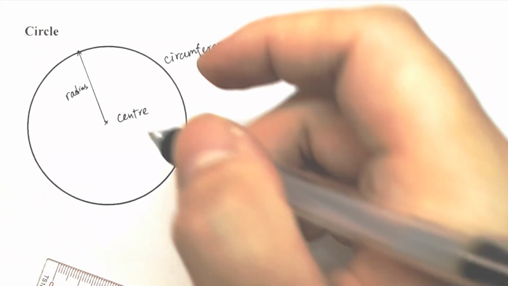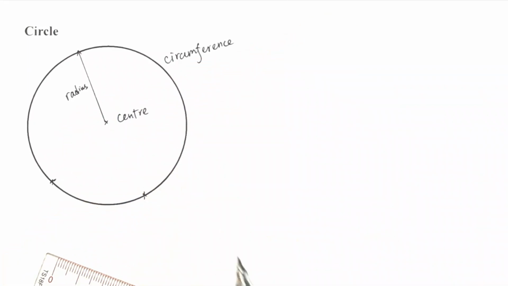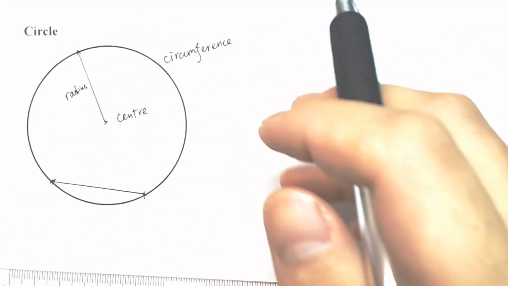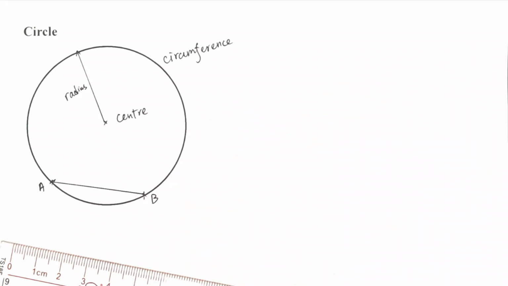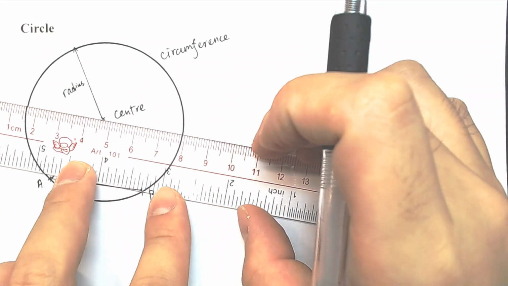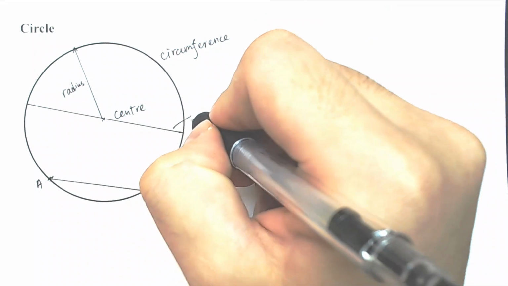And then, in choosing any point on the circumference and we join them up, this line segment AB is called the chord of the circle. And the longest chord in the circle is the diameter.